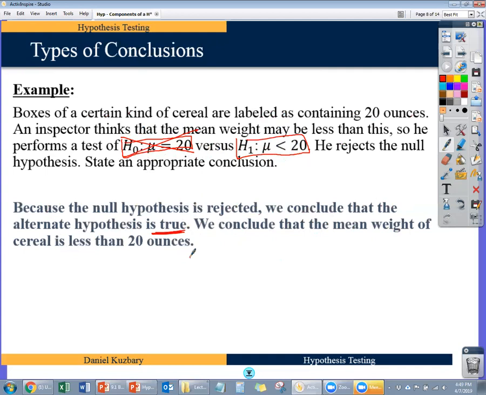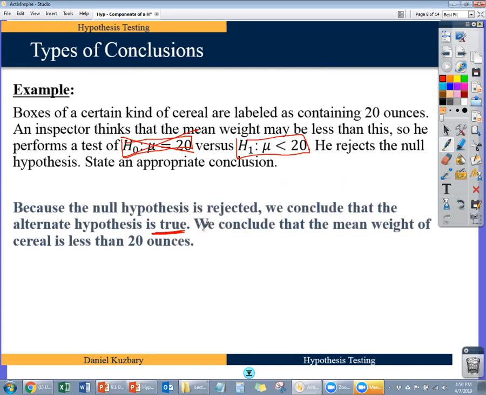So what you're probably finding frustrating right now is I'm using a lot of new language from this video: null hypothesis, alternative, reject. There are usually two ways to state your conclusion, and they're both good. The first sentence has this new statistics language. The null hypothesis is rejected. We conclude the alternative hypothesis is true.